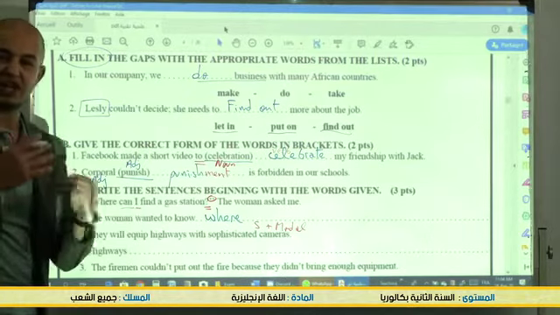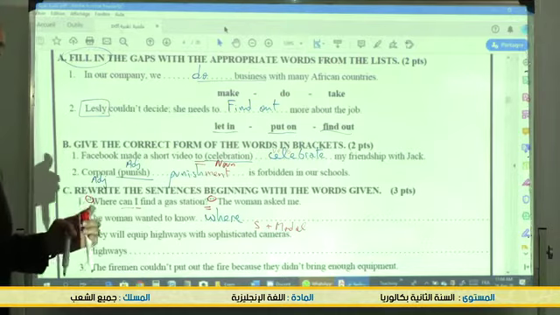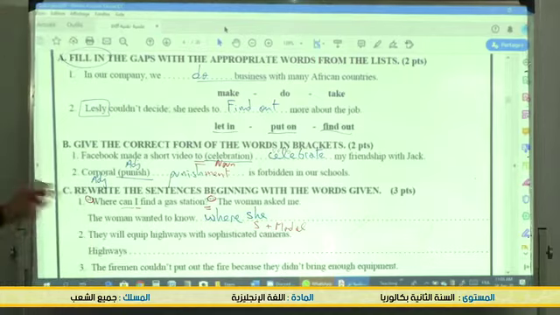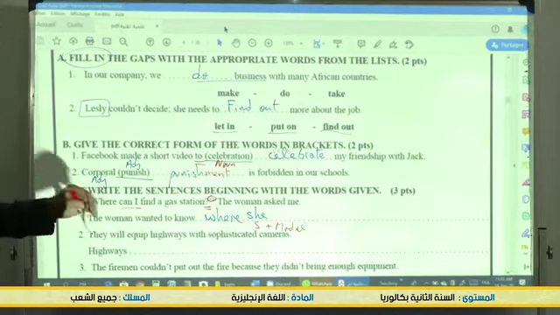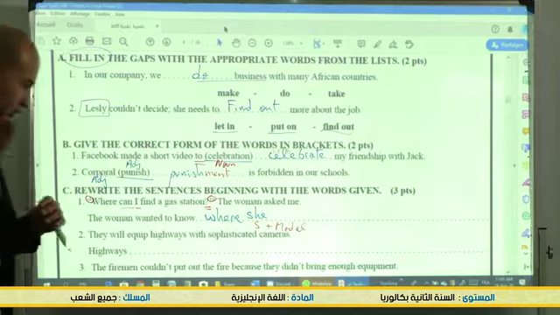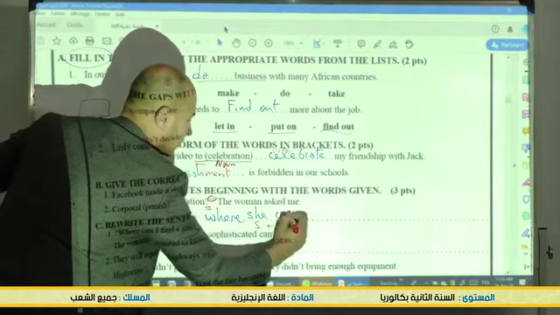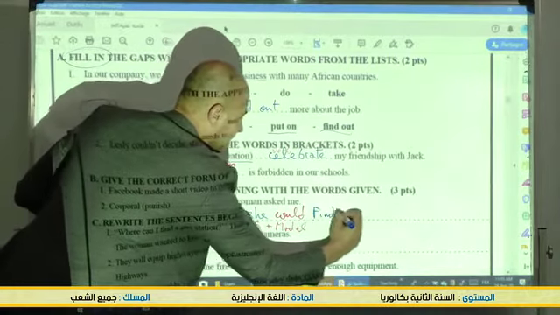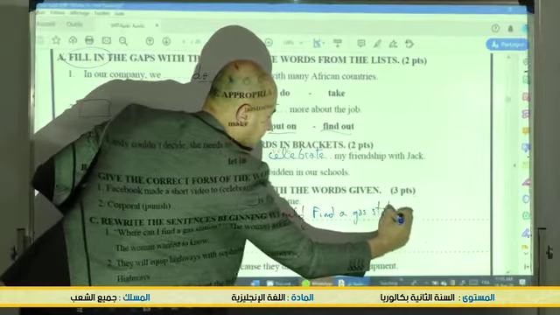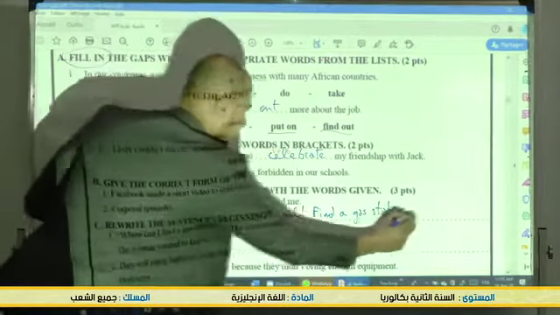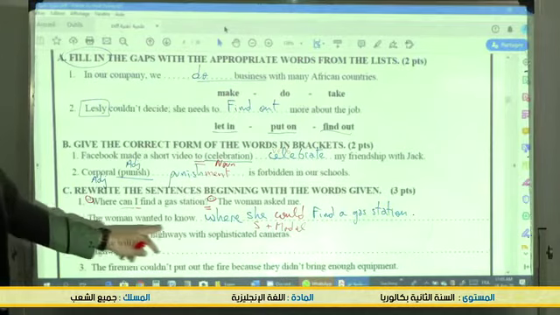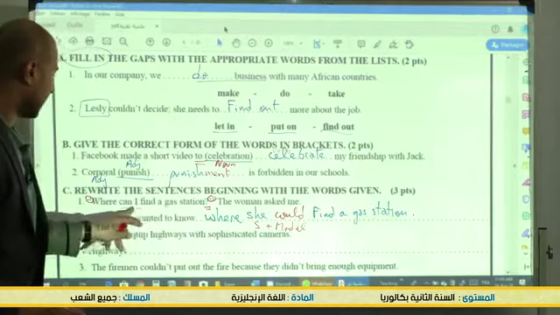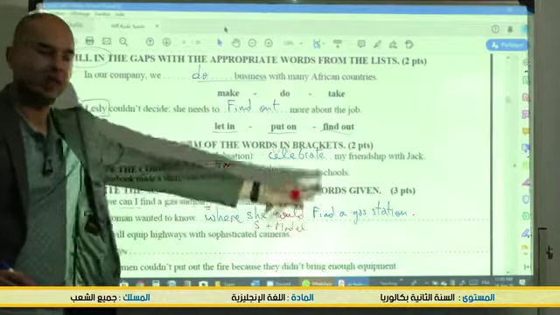Now let's change "I" because it's the woman. So we're going to replace it with "she." Where she, that's the subject. And "can," in the reported speech, we have to change "can" into "could." Very good. So "where she could." And she could what? She could find a gas station. Okay? So the woman wanted to know where she could find a gas station.